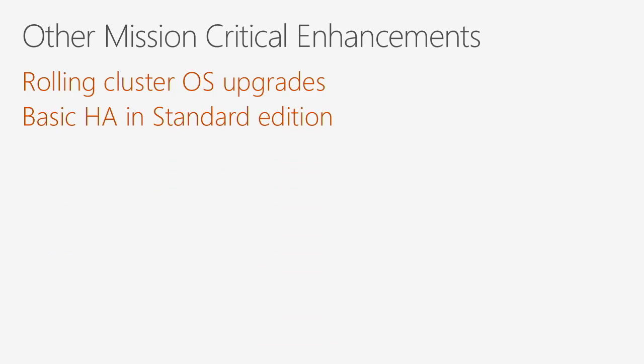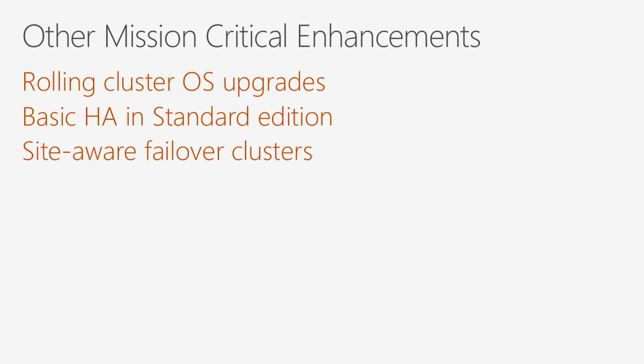I mentioned the basic HA and standard edition. There are some limitations for that. It's just one database in an availability group. There's no readable secondary, and you can only have 2 replicas. So you could do it with the basic availability group, and you wouldn't be able to do backups off the secondary, so you'd have to go to the primary for that. But it does allow you to leverage standard edition to have always on.